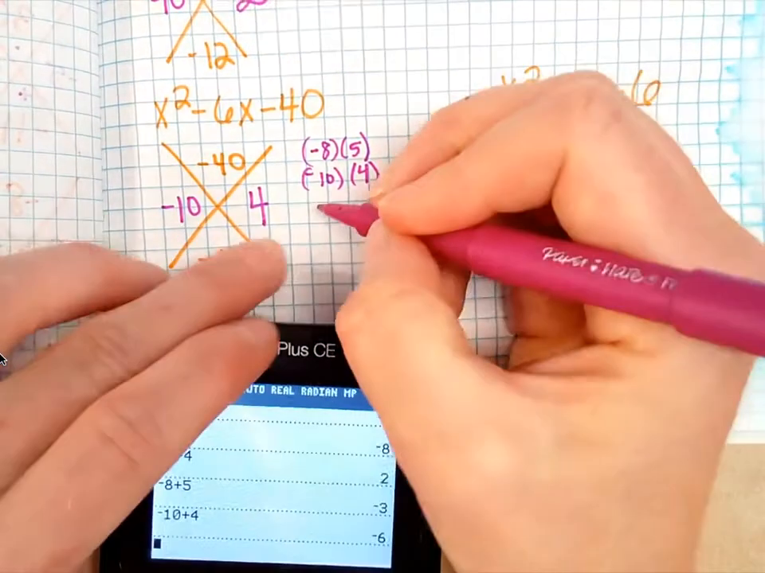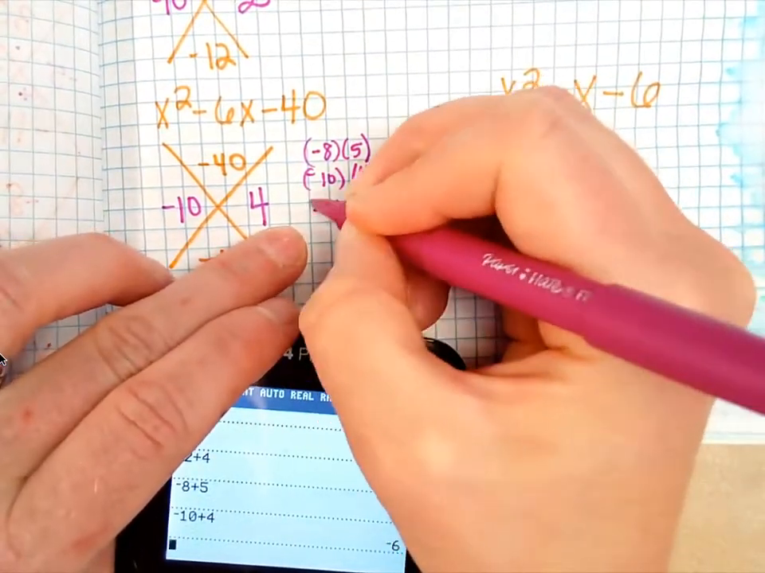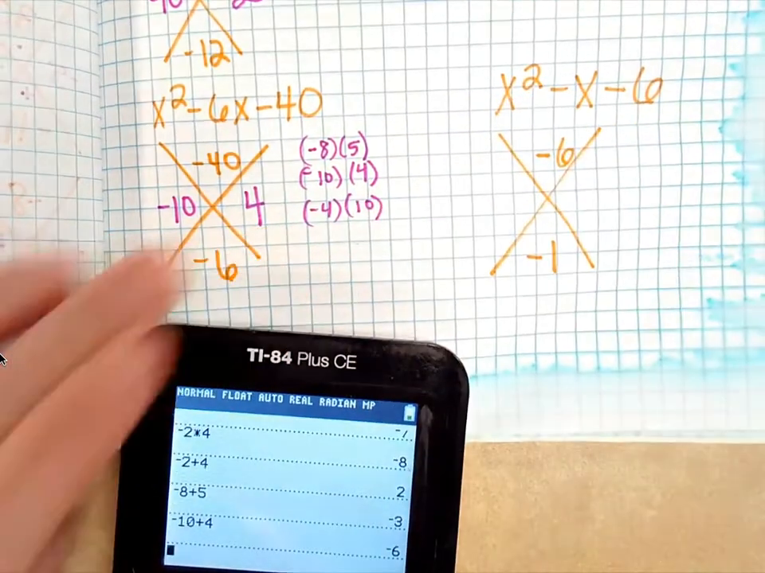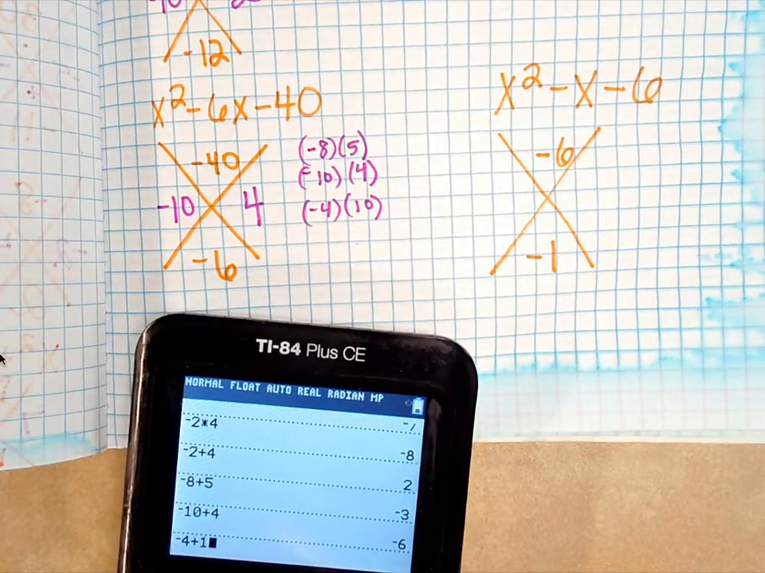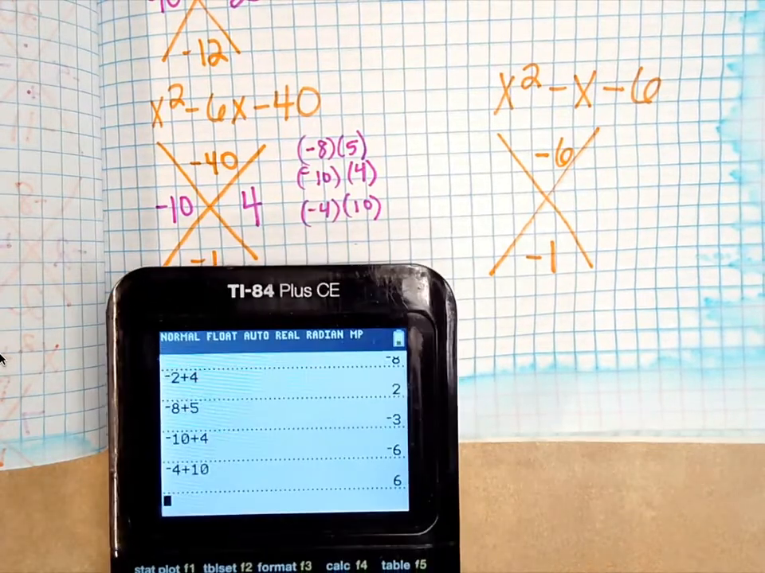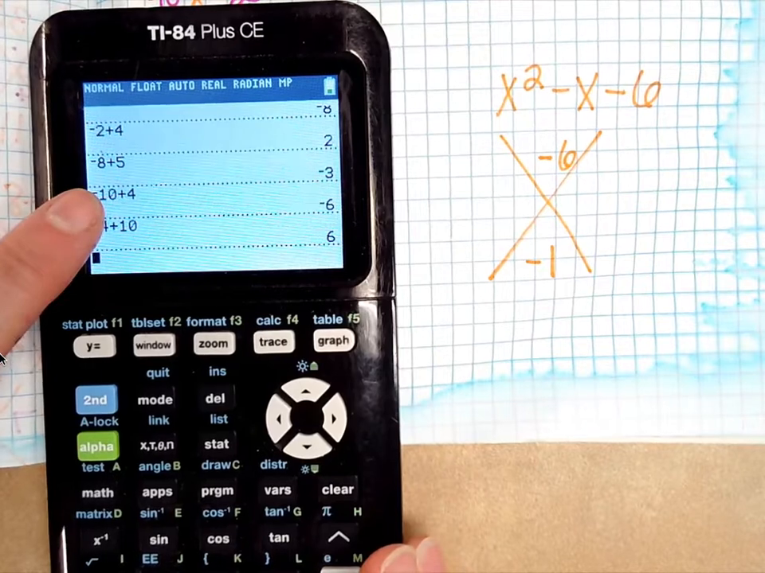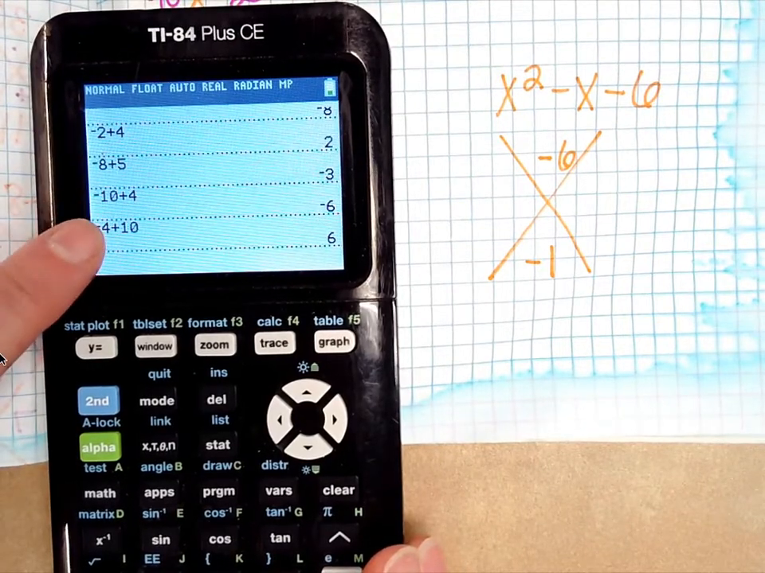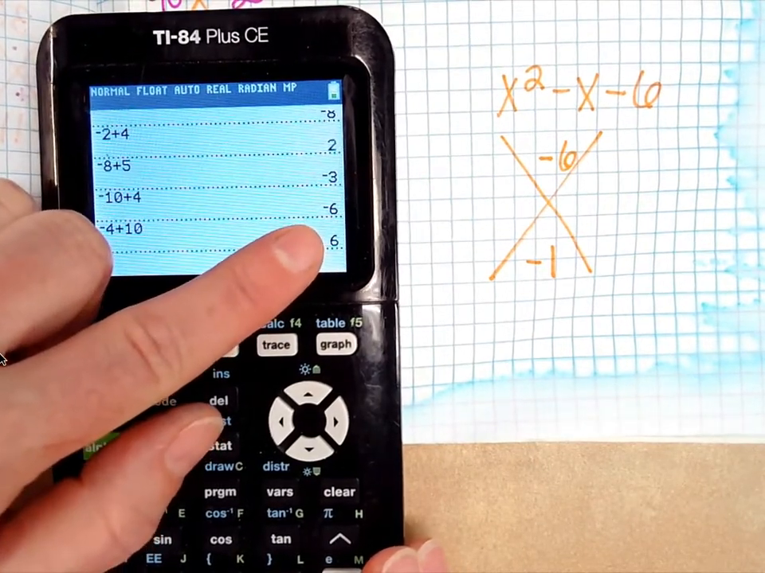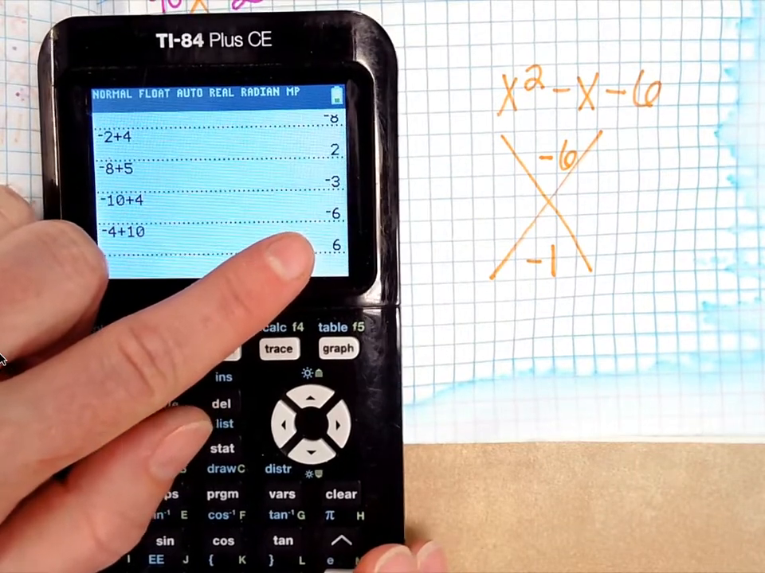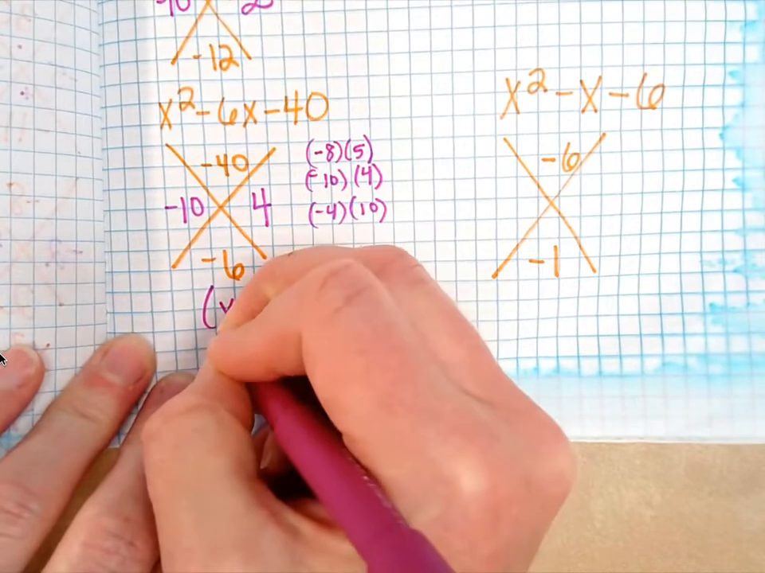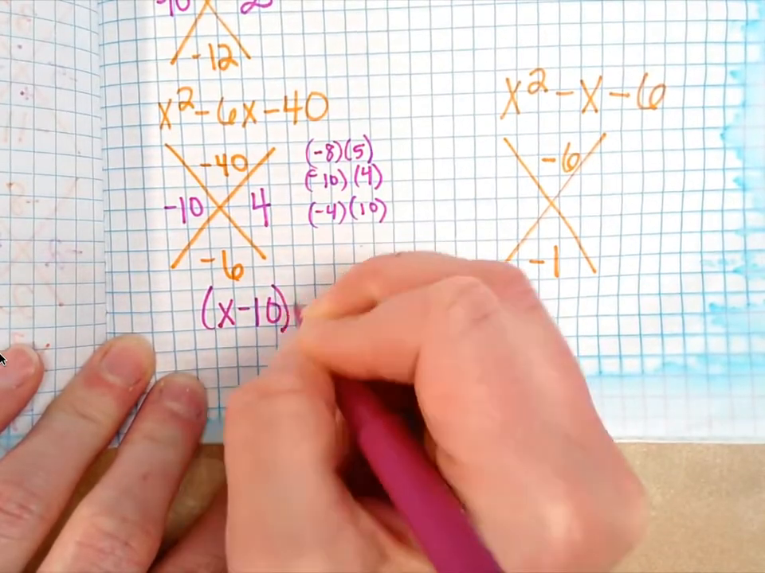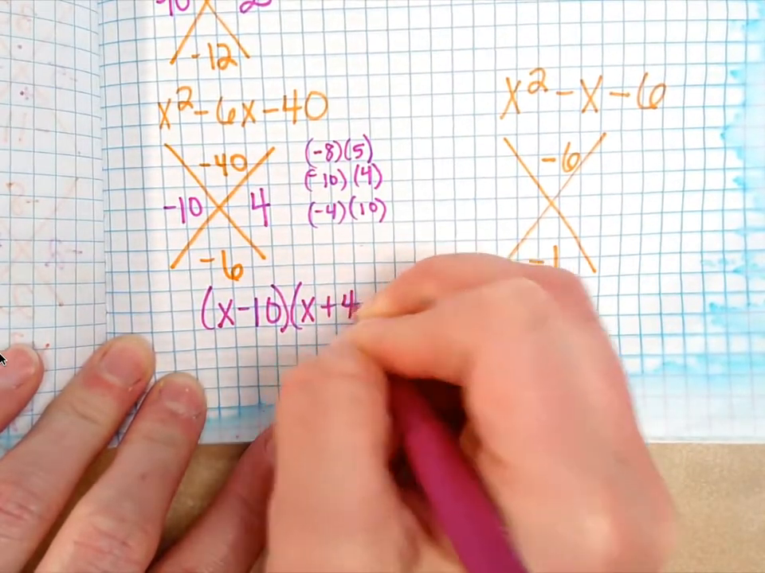Did you know that if you do it the opposite way, negative 4 and 10, you won't get the same thing? You'll get a positive 6. It's crazy. So look at the difference. If I do the opposite, it gives me the opposite sign. So be really careful with your positive and negative. Double check yourself. So that means this is x minus 10 times x plus 4.